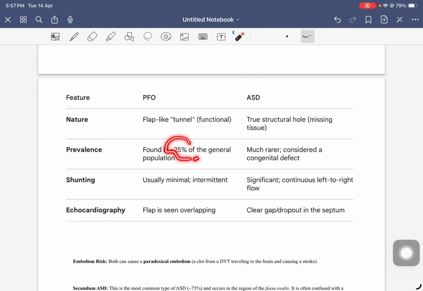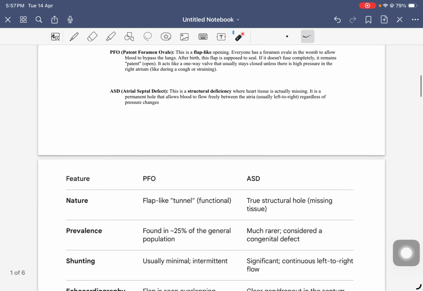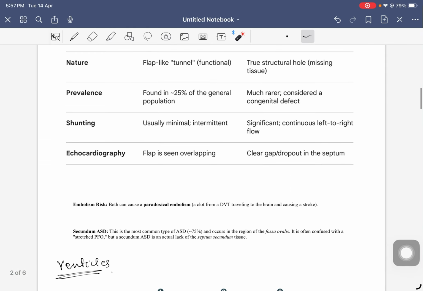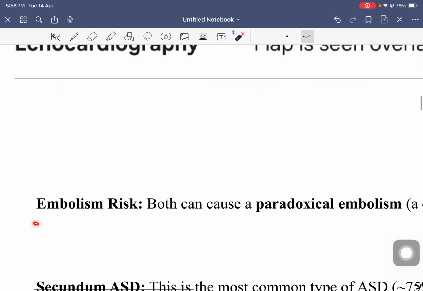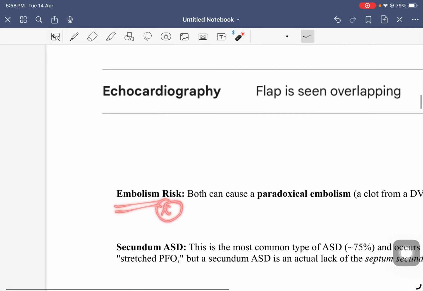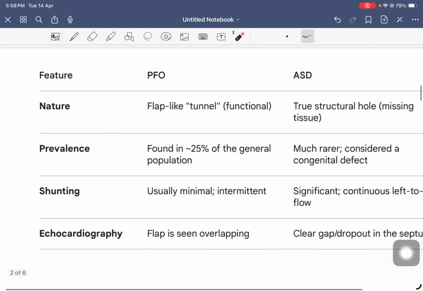The prevalence of this is 25% and this is much rarer. And the shunting is mostly minimal and intermittent, while this is significant, continuously left to right flow. And in echocardiography, the flap is seen overlapping. Here there is a clear gap dropout in the septum as there is a tissue missing in atrial septal defect. But both will give us emboli risk. Both can cause emboli risk.